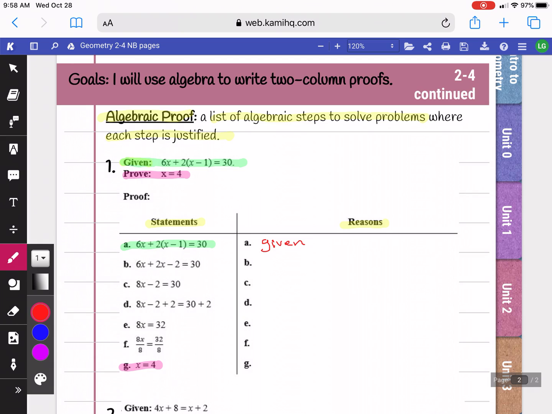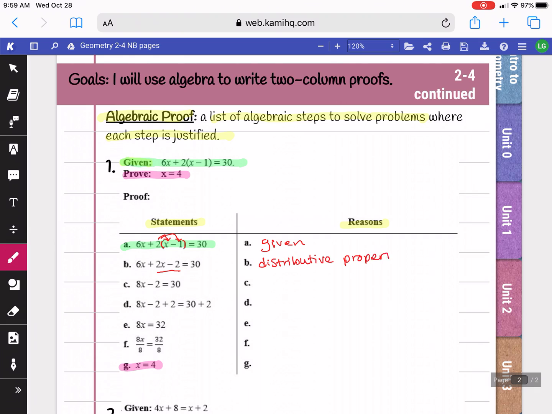So here, my first step to solve, I have parentheses, so I would distribute. So 2 times x and 2 times -1, and that changes to 2x minus 2. So I'm just writing out my next step. Because I distributed, for my reason in B, I would say that I used the distributive property. So you're just telling how you got from the first step to the next.